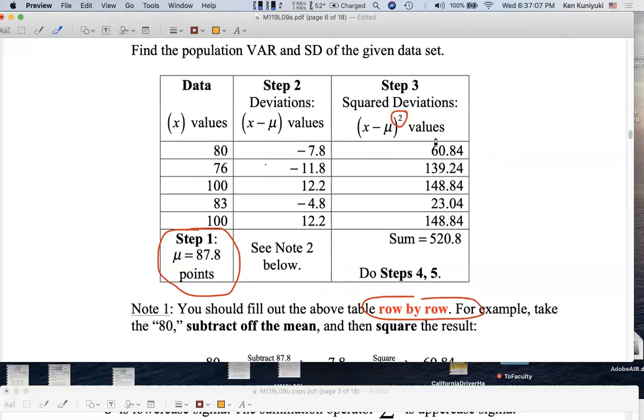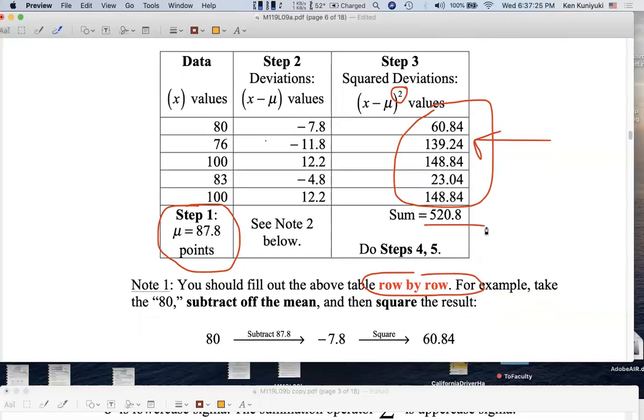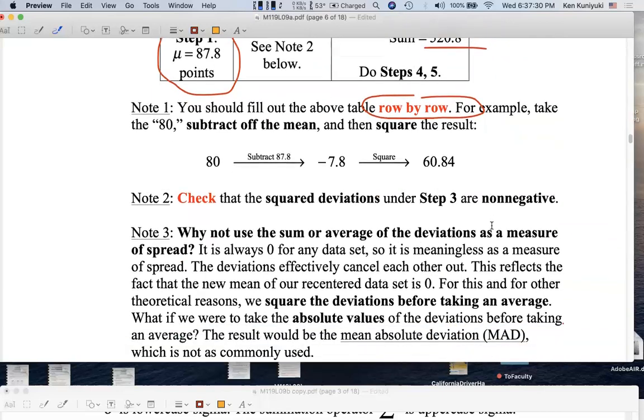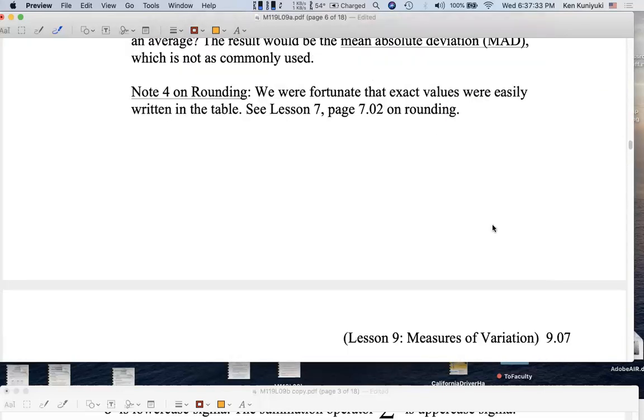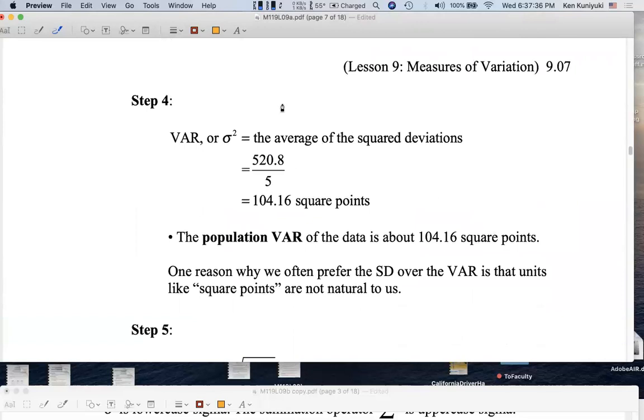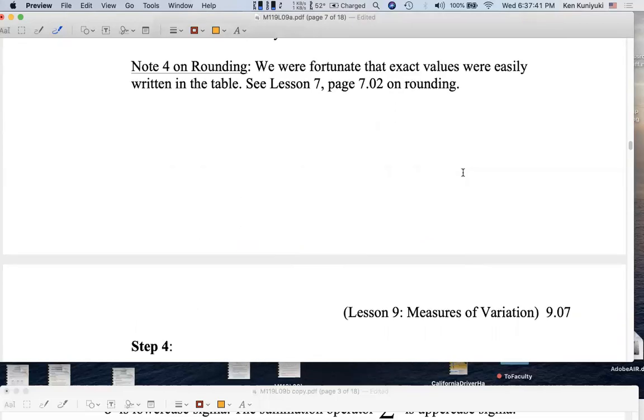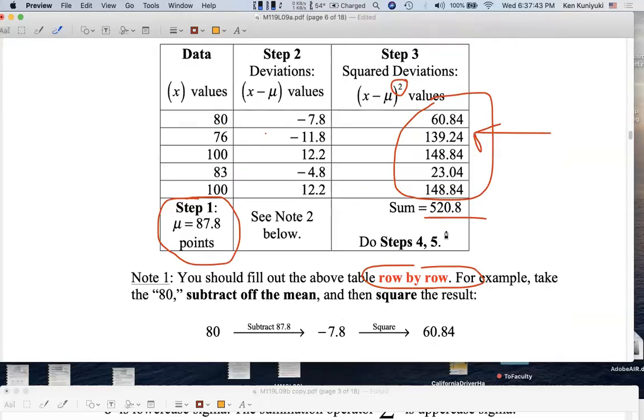Now, what do we do with these squared deviations? These are the things that we're going to average to get our population variance. How do we take the average? We take the sum and divide by 5, capital N, the number of values. All right, the sum is 520.8. We divide by 5, and we get the population variance. The variance, population variance, sigma squared, is the average of the squared deviations, the sum of column 3, the sum of these values, divided by 5.